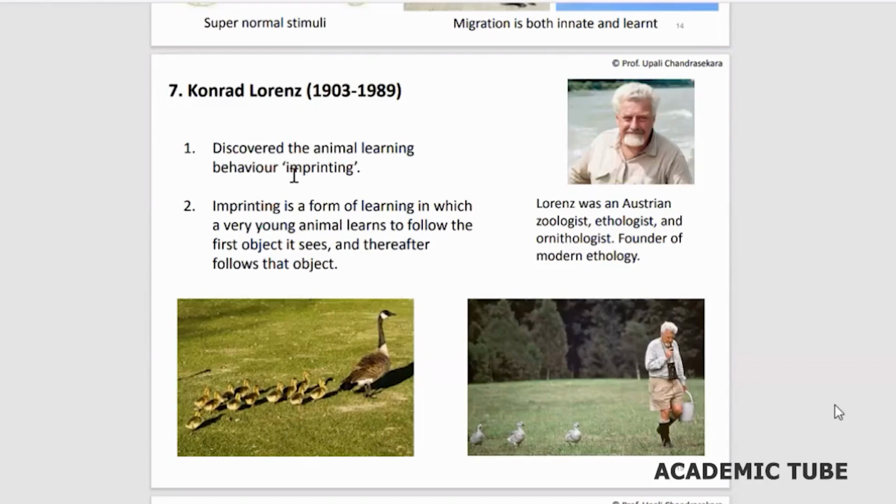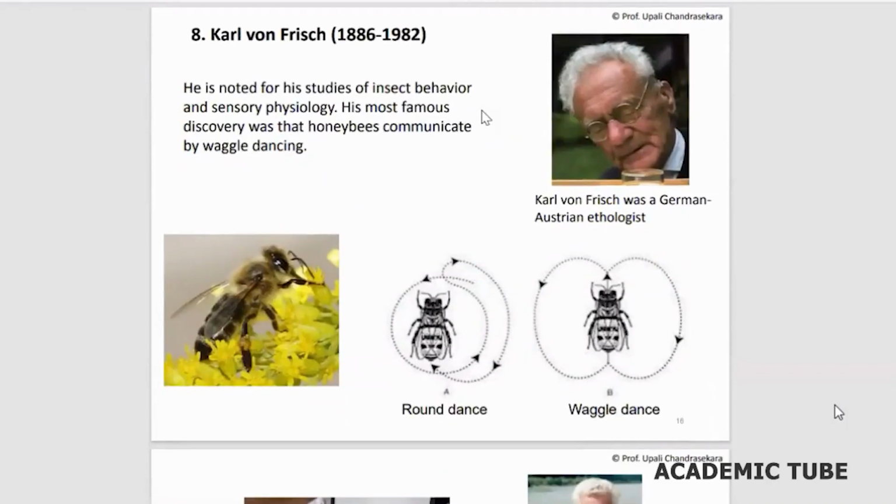Right? Imprinting. It's a very unique contribution made by an ethologist to the field of ethology. And then another person, Carl von Frisch. He is a German-Austrian ethologist, right? Now, he studied the behavior of insects, basically insect behavior, and their sensory physiology.